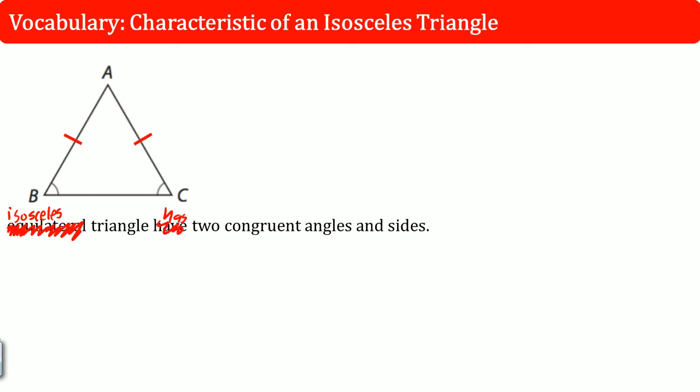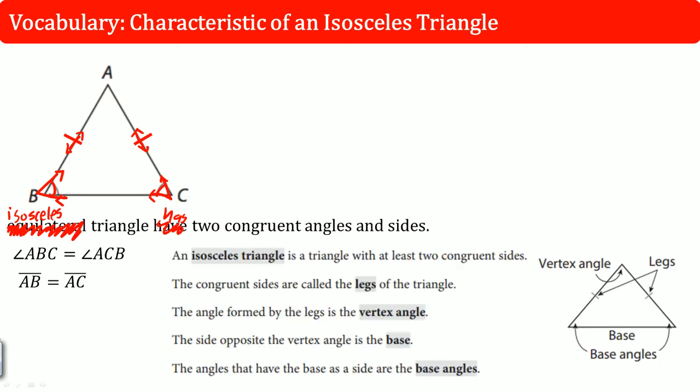congruent angles and sides. Here, these angles are the same. So angle ABC right here is congruent to angle ACB down here. Likewise, line AB has to be congruent to line AC as well. That is what is unique about an isosceles triangle. Two congruent sides, two congruent angles.